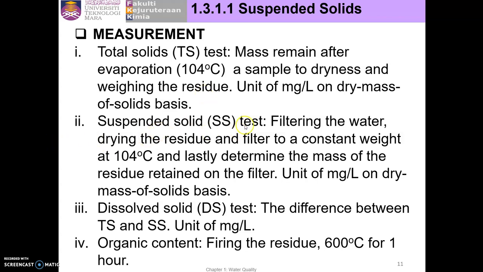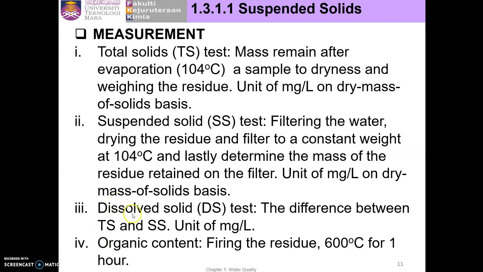And suspended solid test can be done by filtering the water, drying the residue and filter to a constant weight at 104 degrees C. And lastly, determine the mass of the residue retained on the filter paper. Okay, so kita filter dulu water tu, and then yang remain on the filter paper will be dried at constant weight at 104 degrees C.